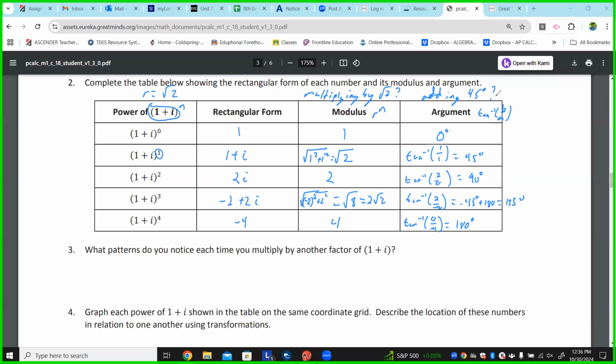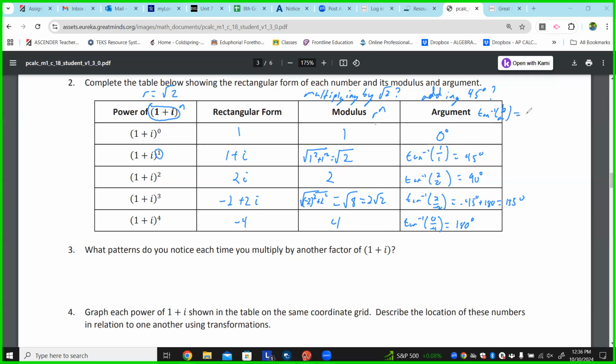No. Just like here, I multiplied by square root of 2, but I won't always do that. I determined that that square root of 2 came from the what? The modulus. Where's the 45 degrees going to come from? Not the modulus. The argument of what? Of the original z, right? We can see that the original z calculated to 45. So if I want to know what I'm adding each time, I just need to calculate the argument of the original z.